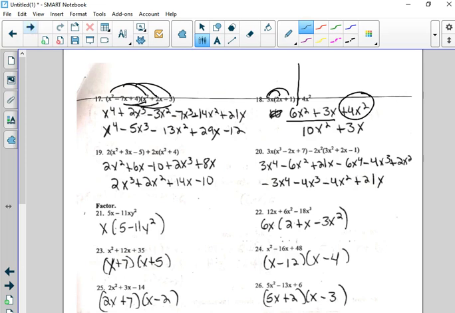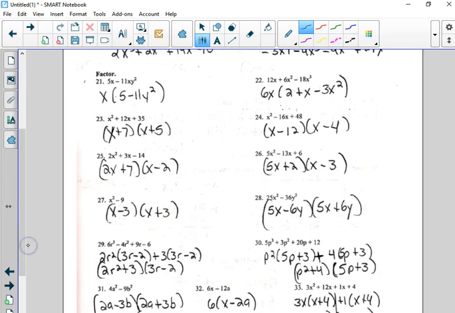Same thing on number 19. Send the 2 in here, here, and here. Boom. Send the 2x here and here. Boom. Then join like terms. 20. Send the 3x here, here, and here. Careful. Negative 2x squared here, here, and here. First 3 terms, last 3 terms, then join like terms.